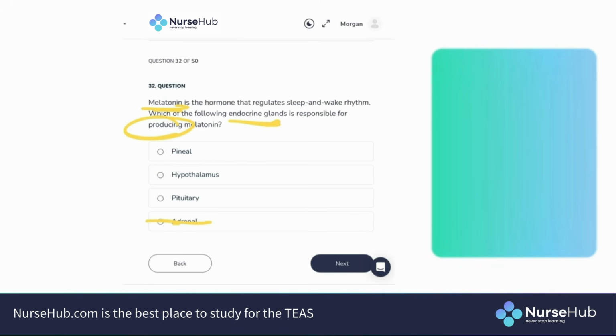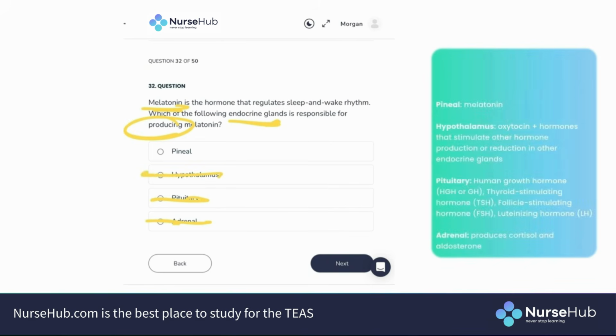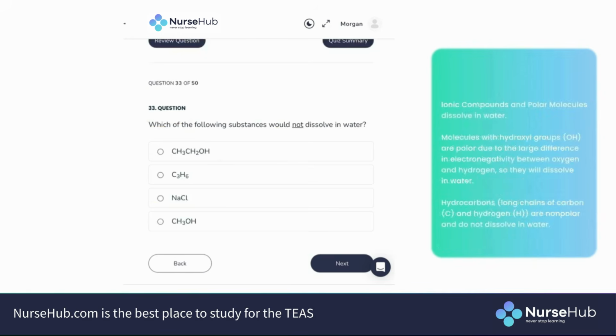Both the hypothalamus and the pituitary glands coordinate the function of the other endocrine glands by producing stimulatory and inhibitory hormones. So I can eliminate both of these. And finally, the pineal gland is what produces the melatonin hormone that regulates sleep and wake rhythm. Pineal is our correct answer, and we can go ahead and select that and move on to our next question.